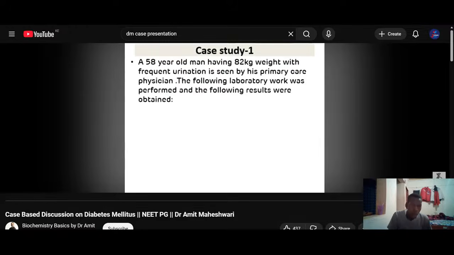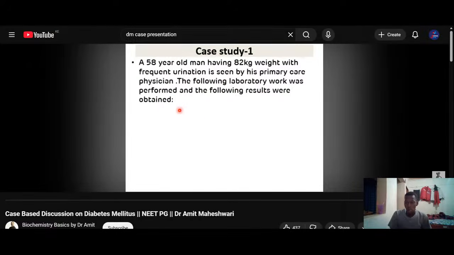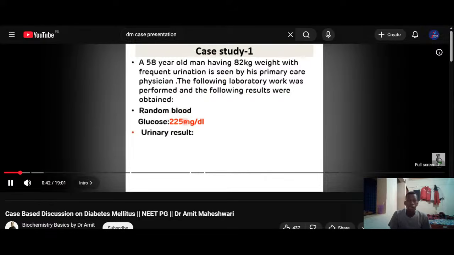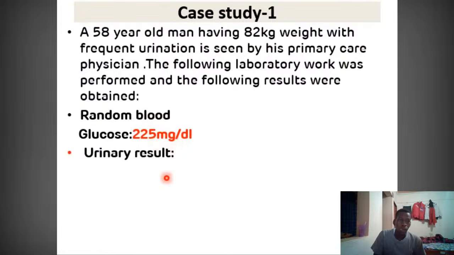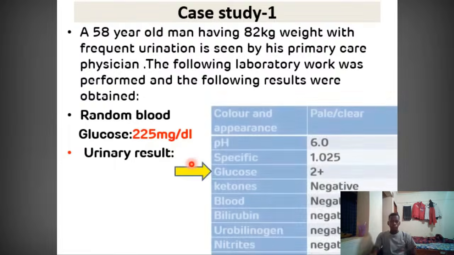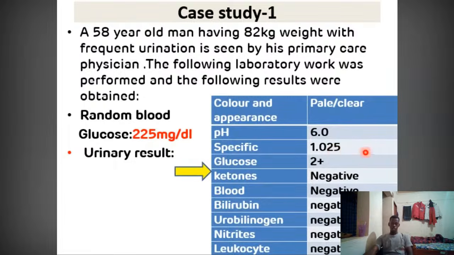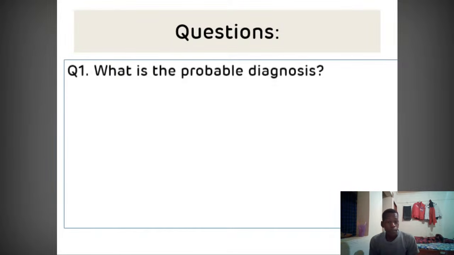The case study one is a 58-year-old man weighing 82 kg with frequent urination, seen by his primary care physician. The following laboratory results were obtained. The random blood glucose value was given in grams per deciliter, and the urinary results are: pH was 6.0, specific gravity is 1.025, glucose was 2 plus, there was a presence of glucose in the urine, while ketone body, blood, bilirubin, urobilinogen, nitrites, and leukocytes were absent. So that is the urinary results. Now let's see what the various questions are. The first question was, what is the probable diagnosis?